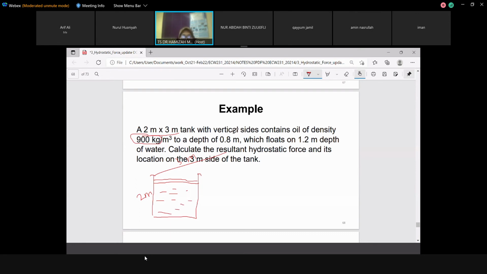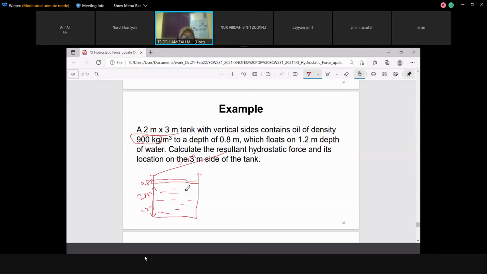And then dia kata depth of oil adalah 0.8. Here is 0.8. So you should know total dia 2. So kita boleh tahulah tinggi water. Tinggi water 1.2. Okay, and then calculate the resultant hydrostatic force at its location on the 3-meter side of the tank. Okay, 3-meter side ni length lah, width.